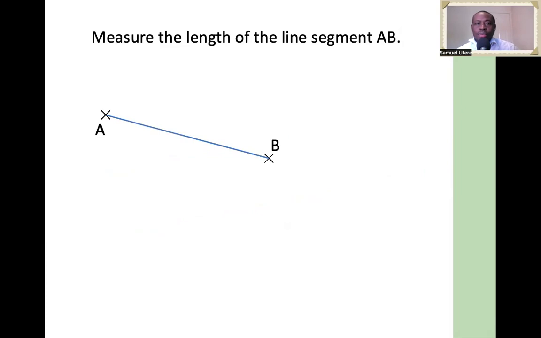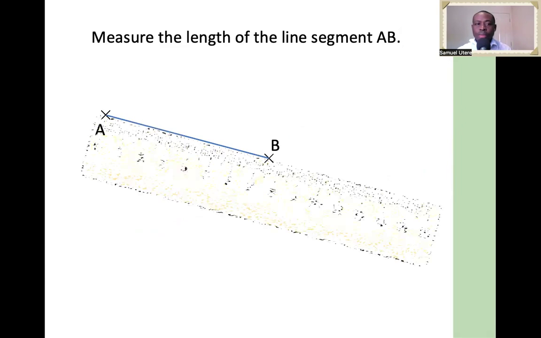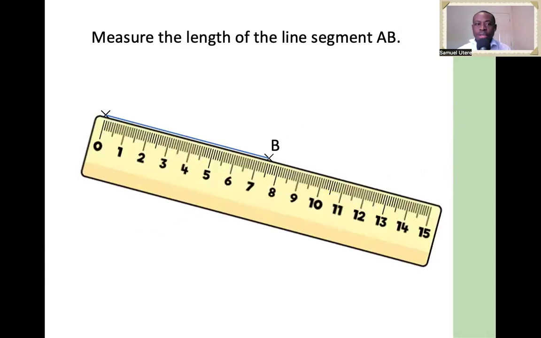Next, if you're asked to measure the length of line segment AB, how do you do this? You position the ruler at 0 at one end of the point A, and you measure the length using your ruler stopping at B. When you do that, you get the length of line segment AB.